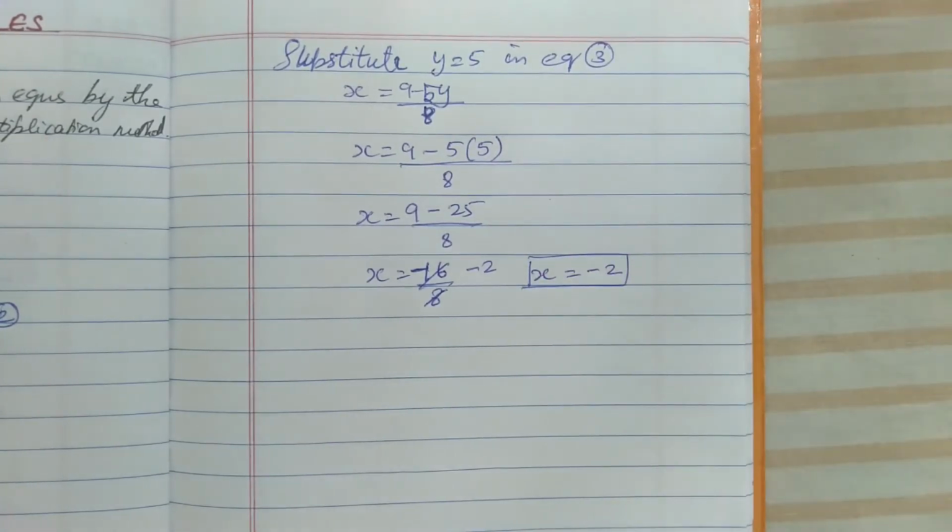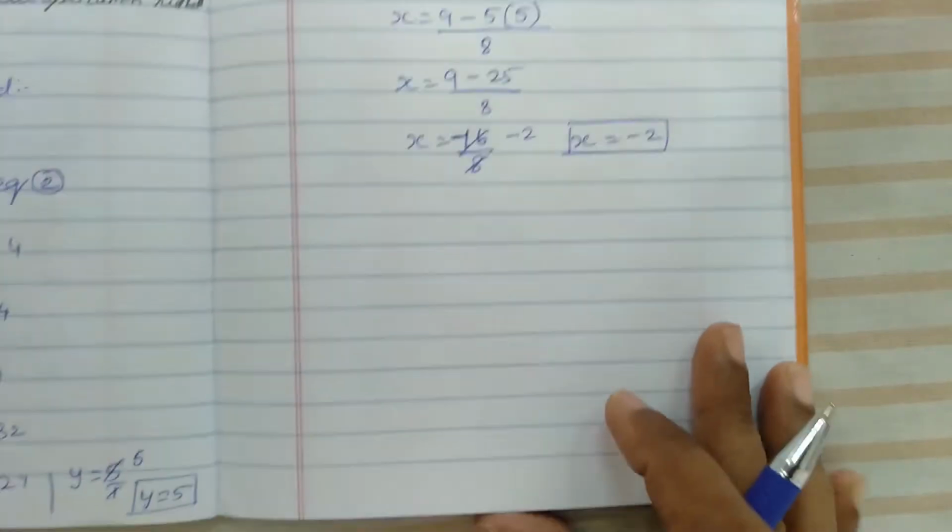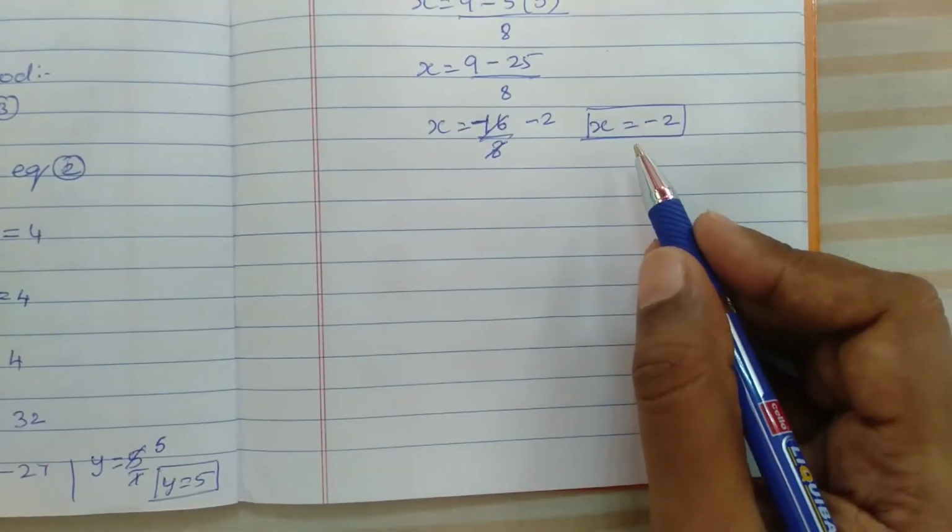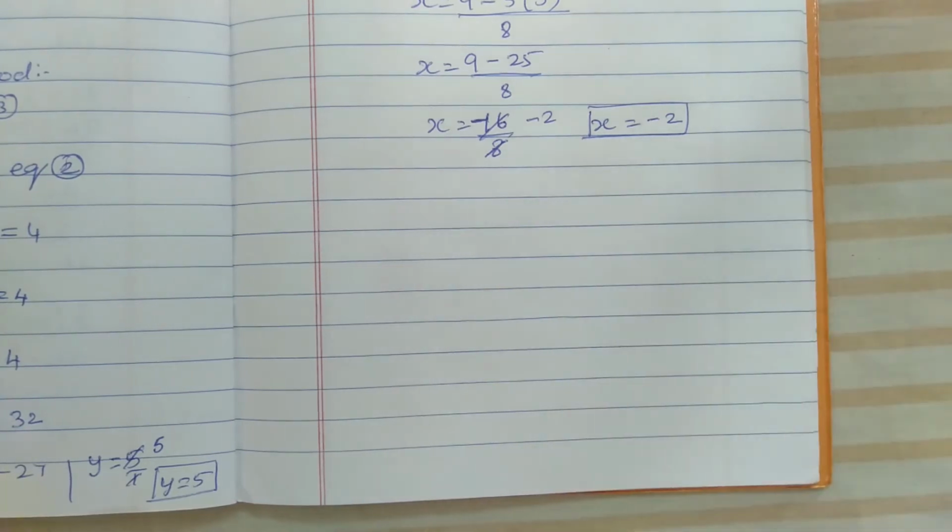Okay. So that was the substitution method. Now you have to use the cross multiplication method to prove it again, and then you have to get the same value as you got in your substitution method. So let's do the cross multiplication method now.